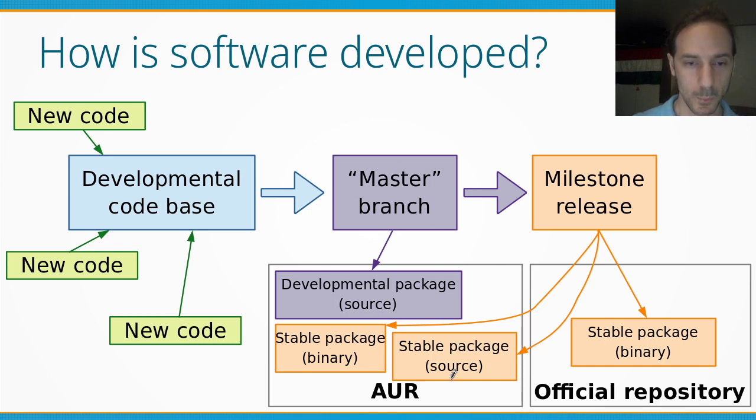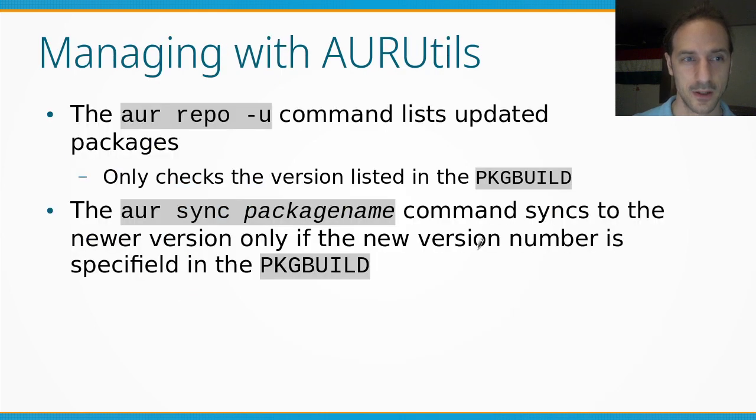If there is a new milestone release, so maybe we had 1.1 and they release 1.2, then the AUR package, the PKGBUILD, should be updated with this new version and linked to the new version there. But in the development package that doesn't happen, because it always links to the newest version. So that is kind of a problem when we are working with an AUR helper like aurutils: you can check for updated packages in the AUR, but it will only check the version listed in the PKGBUILD.